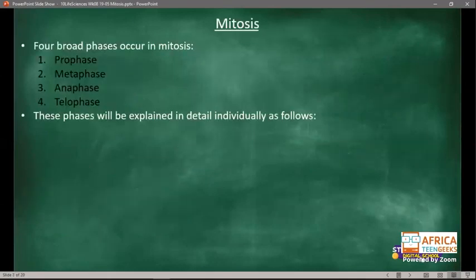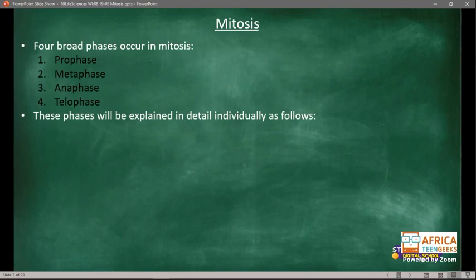So mitosis has four broad phases which occur in it. Firstly, it is the prophase. Then we have the metaphase, and then the anaphase, and lastly the telophase. So these phases will be explained in detail individually as follows. So the first one is the prophase.